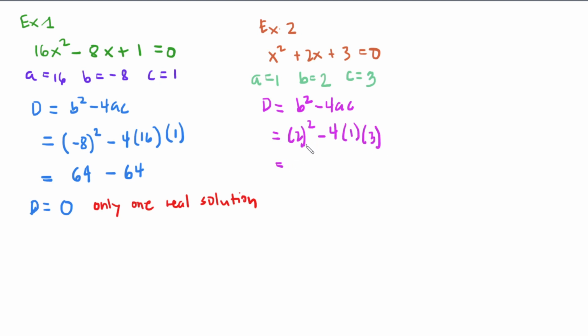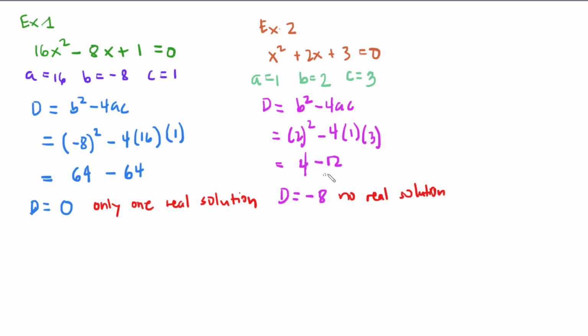Then simplify. 2 squared, that is 4, minus 4 times 1 times 3, that is 12. So our D is equal to negative 8. So we have a negative discriminant, so we could say that we have no real solution since we have a negative discriminant, or the discriminant is less than 0.